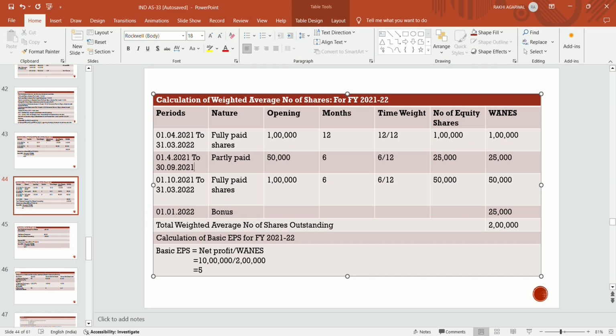So it becomes 25,000. Now from 1st October, these partly paid shares become fully paid. The 1 lakh shares become fully paid, so it becomes 1 lakh from 1st October 2021 to 31st March 2022. So 1 lakh for a period of 6 months, the time weighing factor is 6 divided by 12. So 1 lakh into 6 divided by 12 becomes 50,000.